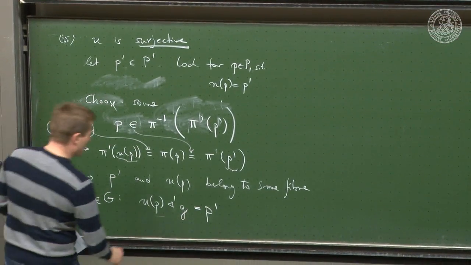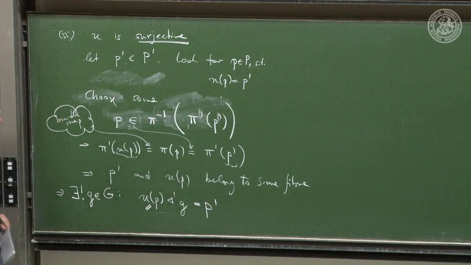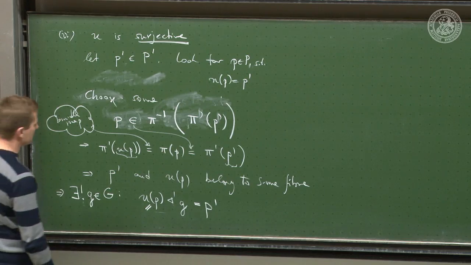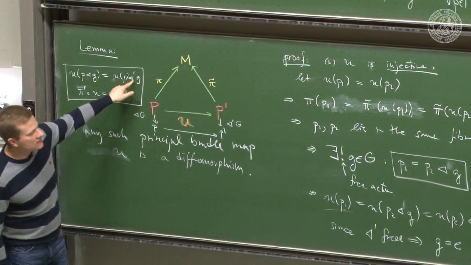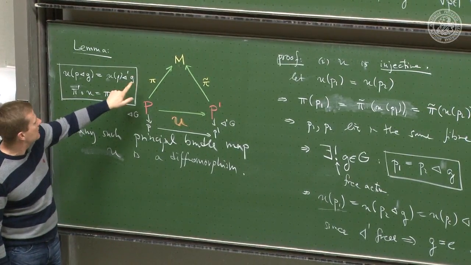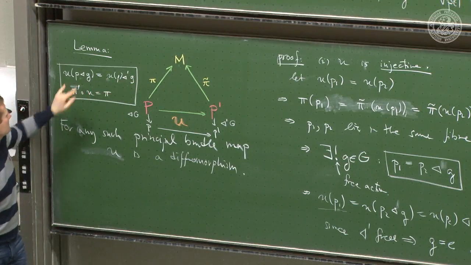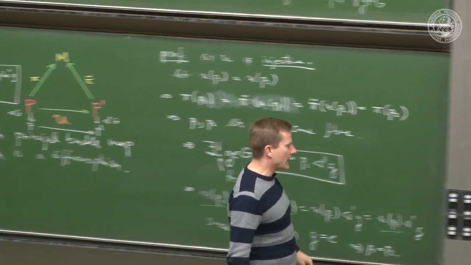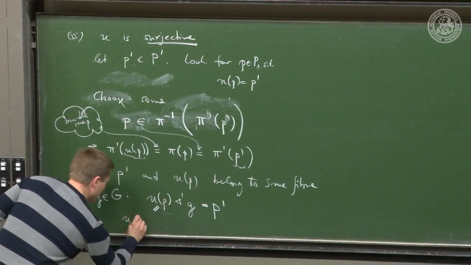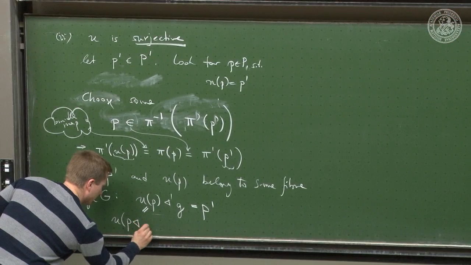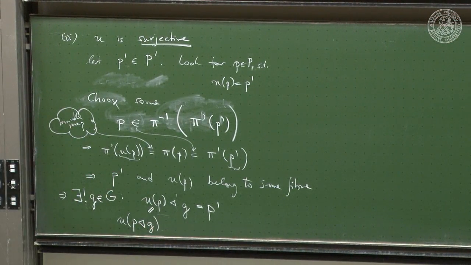Okay, but now you can look at this again. We are talking about a principal bundle map. So we have the u of p acted upon with the primed action by some group element G. That is the u of p where I first act on the p before I map it by the u, but now, of course, by the unprimed action. That's over here. And so we're done.